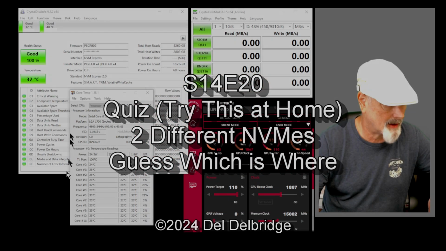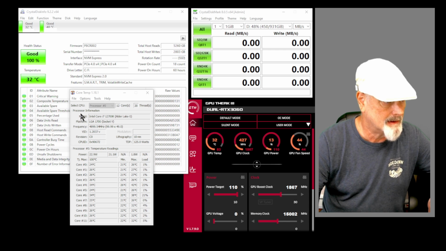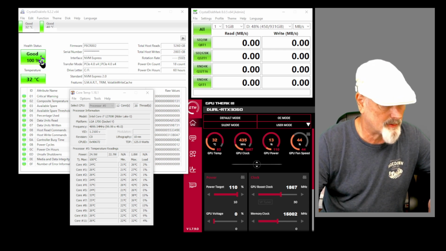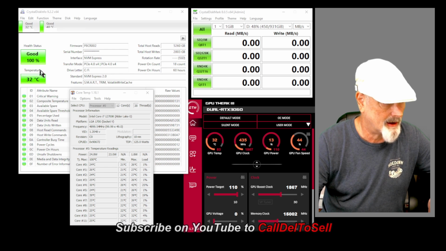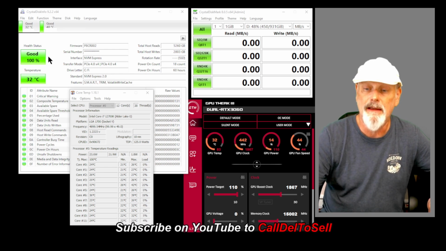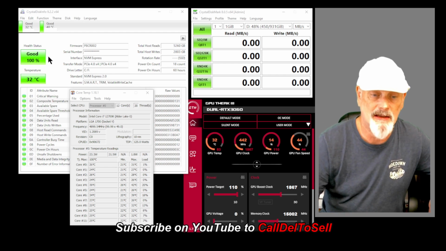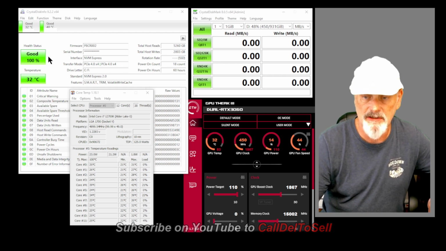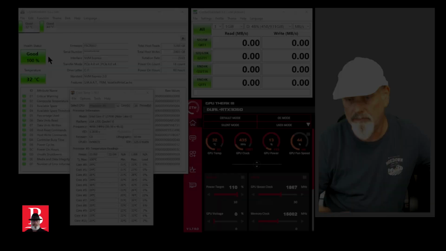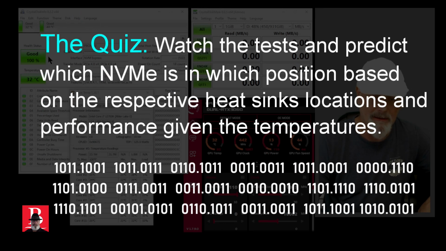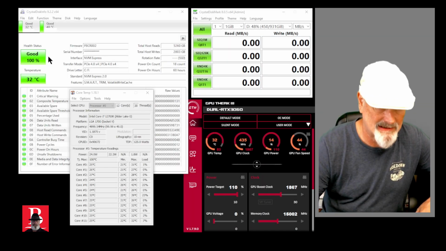I am covering up a little bit here, but when we hit the test and we look at CrystalDiskInfo, swap back and forth between the temperatures, you can see we are at 32 degrees on one and 40 on the other. The task is to guess which one of the positions these two very different M.2s are running at. These NVMes are running at when we stress test them and see what we can get out of this configuration. They're running two different heat sinks, two different locations.